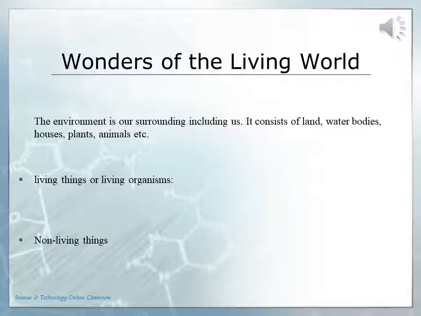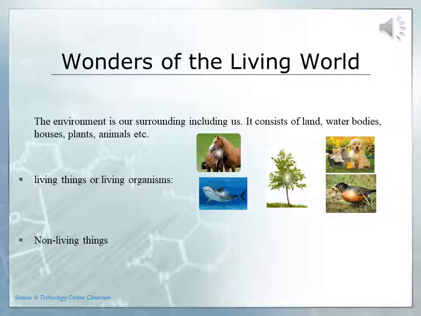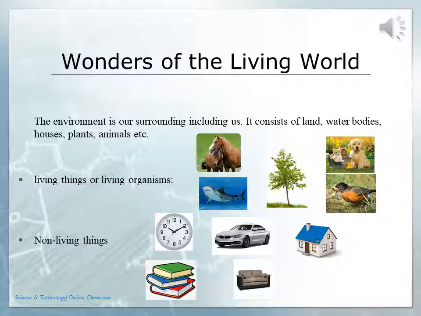The environment is our surrounding, including us. It consists of land, water bodies, houses, plants, animals, etc. You can observe many different things in the environment. Different environments consist of different components. Components with a growth are called living things or living organisms. The components without a growth are called non-living things.